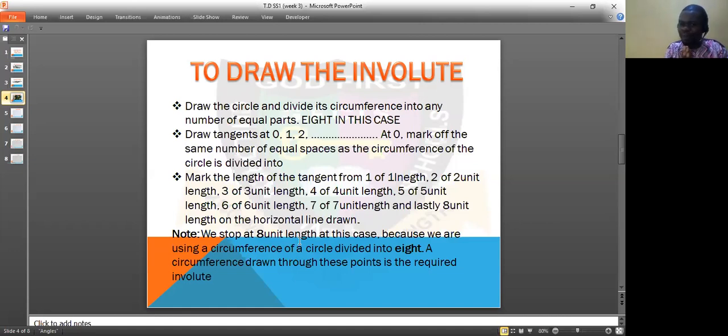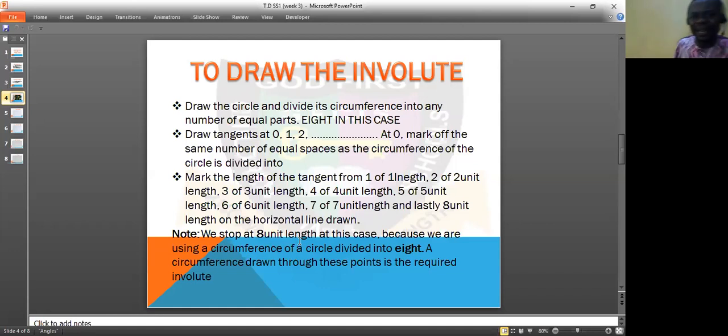A curve drawn through these points, whatever curve you now draw through these points, is called the involute, or that particular curve is the required involute. Let us look at how we start.